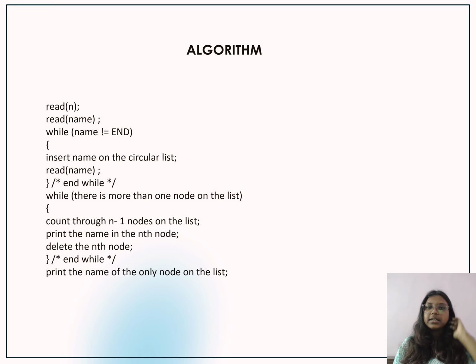Start from the first person and count up to the kth person. It will remove that kth person from the list and it will continue counting from the person right after the one removed. It will repeat until only one person remains. This simple set of instructions captures the whole process and prepares us to write actual code.